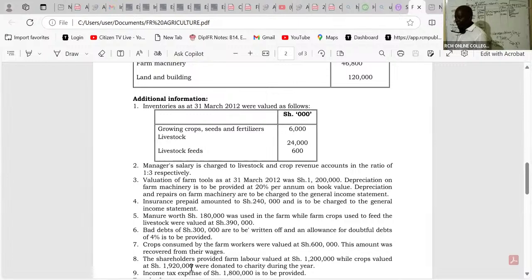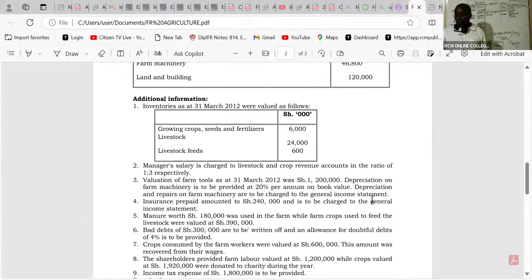Let's look at note 3. Valuation of farm tools as at 31st March 2012 was 1.2 million. Depreciation on farm machinery is to be provided at 20% per annum on book value. Depreciation and repairs on farm machinery are to be charged to the general income statement, so I can't bother about it at the moment. Note 4: insurance prepaid amounted to 240,000 and is to be charged to the general income statement. That cannot affect our specific revenue biological asset accounts.